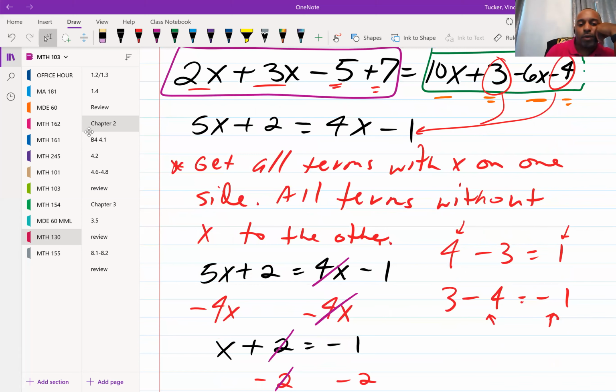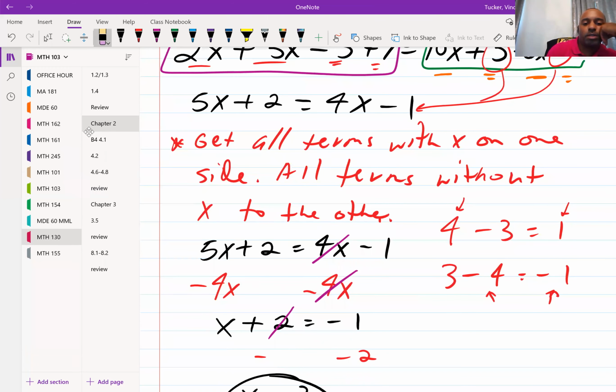So 5x minus 4x is 1x. Then subtract 2 from both sides. But let me stop here. Let me say this. So as you subtract 4x from both sides, you had x plus 2 equal to -1. So the 5x minus 4x gave you that 1x. But you still have plus 2 equal to -1. Now, once you're in this position, you'll go ahead and subtract 2 from both sides. And x is equal to -3.